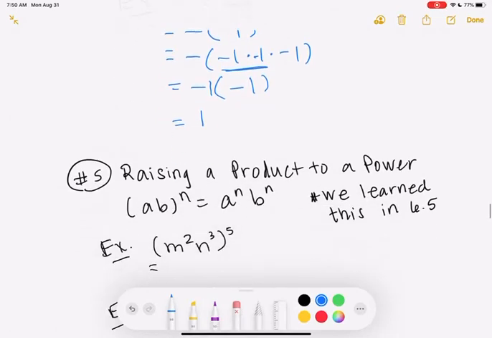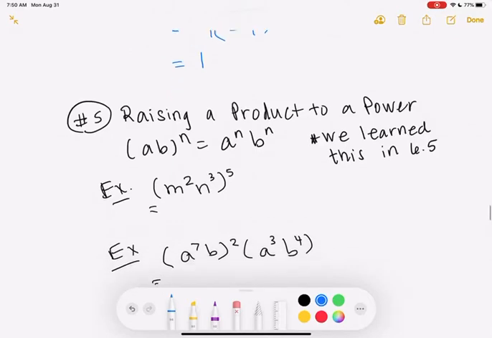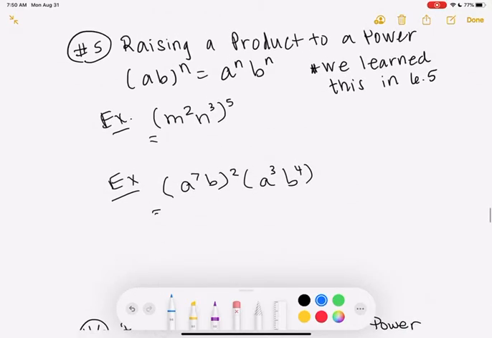All right, number 5. This is the one that we already learned in 6.5, so I won't walk you through the y. If you want to see it again, though, you could always go back and play that video. So again, it just says the product, meaning that the a times b raised to a power, in this case the n, you would just apply that n to both of those factors. So I have 2 of them for you to try. So go ahead and try those. We'll see how it goes.